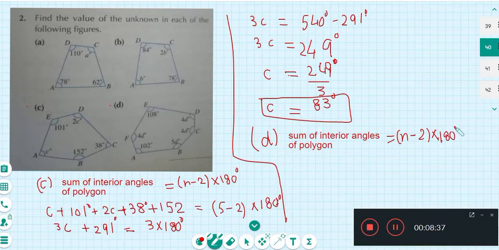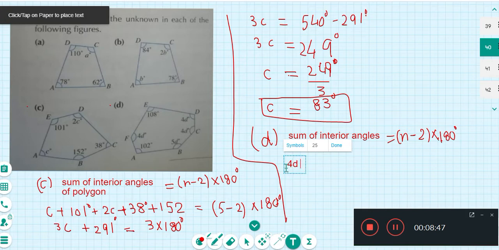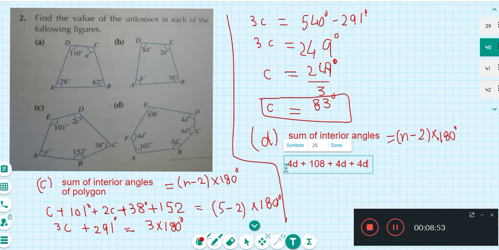So 4D plus 4D, 8D, 8D plus 4D, 12D, 12D plus 5D, 17D. 17D plus 108 plus 102. So it will be 210, equal to 6 minus 2 is 4, and 4 multiplied by 180 gives you 720. So 17D equal to 720 minus 210.